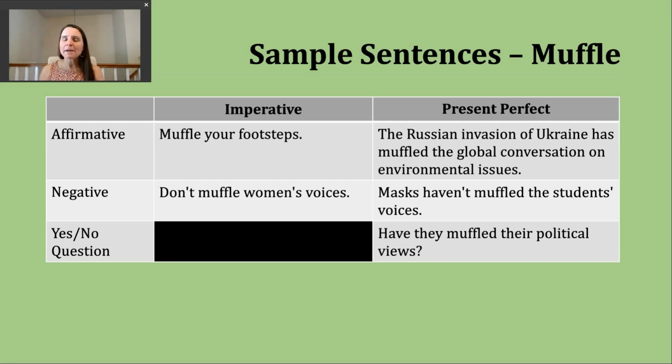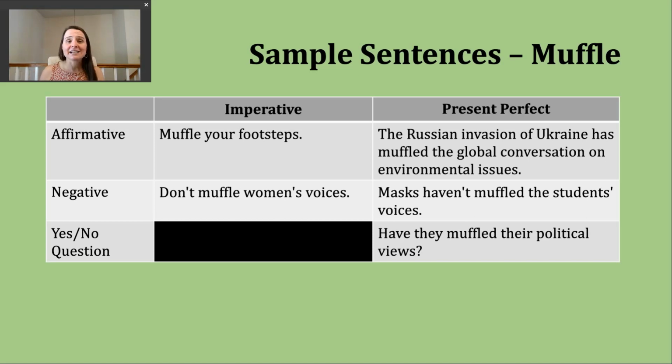Now, with the imperative, sometimes it can seem quite direct to tell another person to do some action. So you can soften things, make things a bit more polite by using please. So you could say, please muffle your footsteps, or muffle your footsteps, please. Either of those would work, but you only need please in one place. You don't have to put it at the beginning and the end.